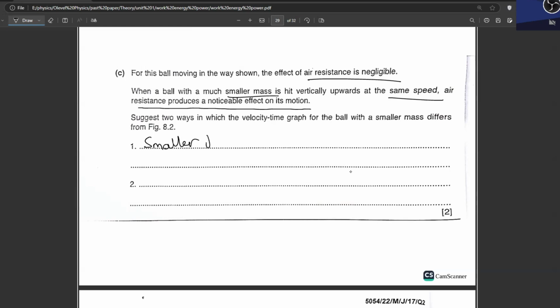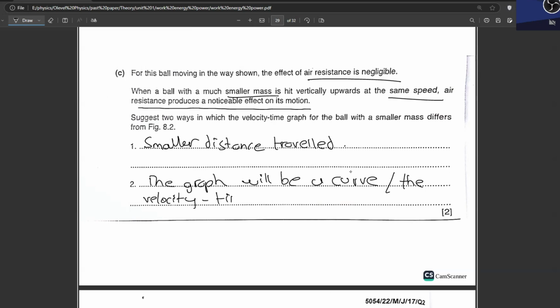A smaller distance traveled. And secondly, what will happen? The graph will be a curve, or you can say the velocity time graph will be non uniform.